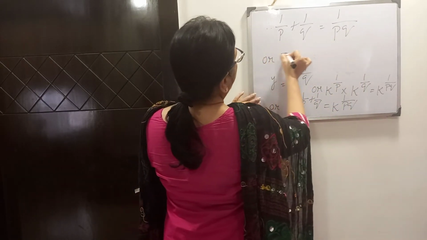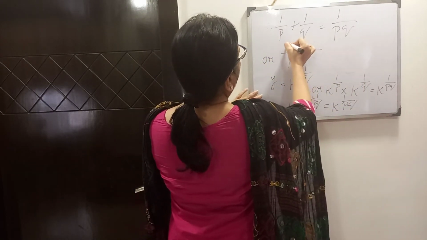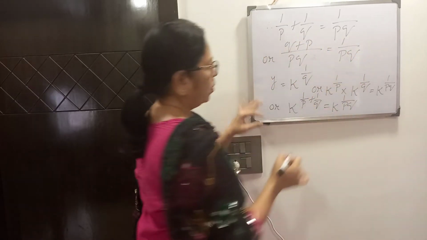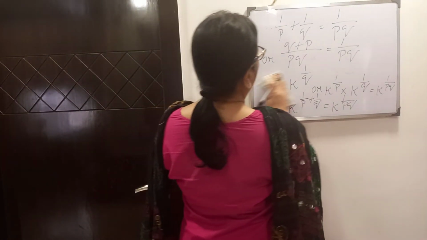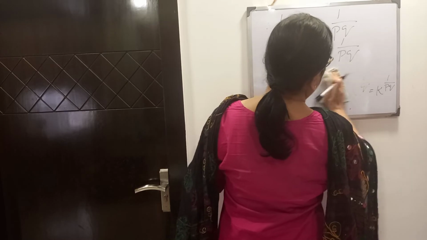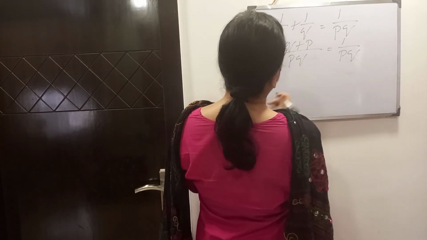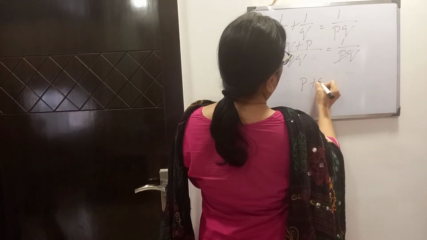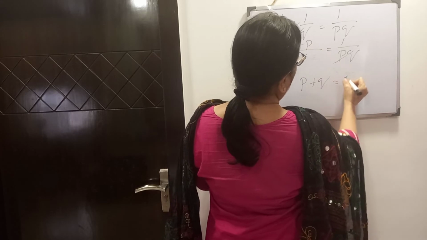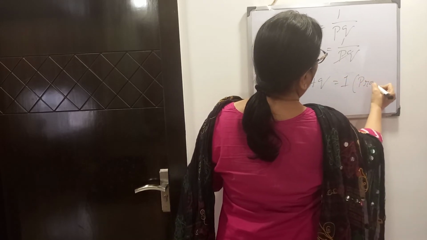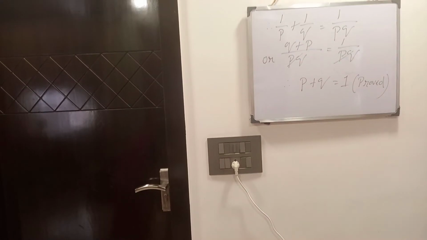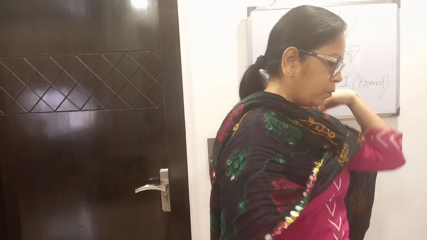Now take LCM. So it is coming q plus p equals 1 by pq. Now from both sides we can cancel pq from the denominator. Therefore q plus p or p plus q, same, doesn't matter. So p plus q equals 1. This we have to prove. This type of sum, you have got this book, so you will practice this type of sum from your book.